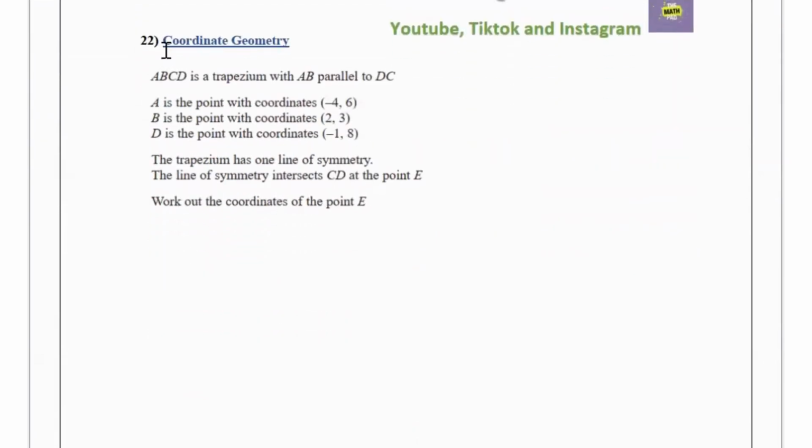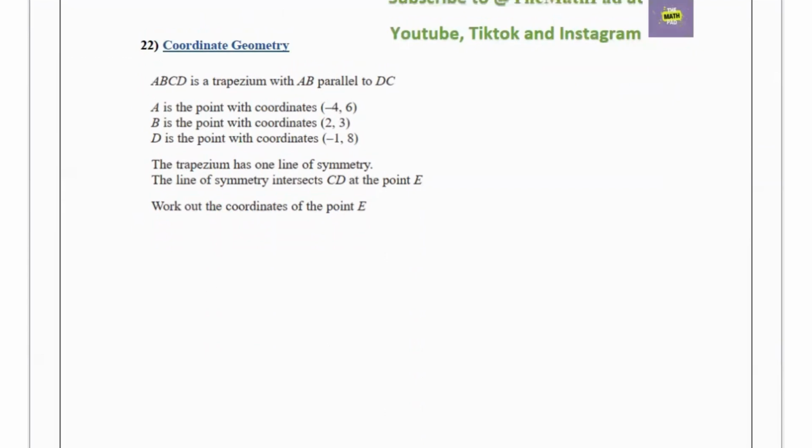Then it says ABCD is a trapezium with AB parallel to DC. A is the point with coordinates -4, 6. B is the point with coordinates 2, 3. And D is the point with coordinates -1 and 8. The trapezium has one line of symmetry. The line of symmetry intersects CD at the point E. Work out the coordinates of point E.